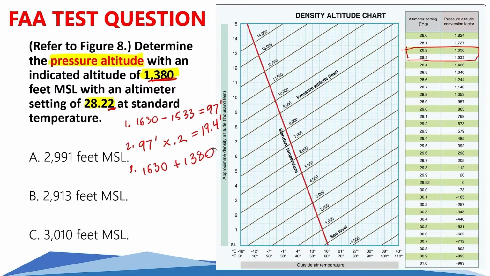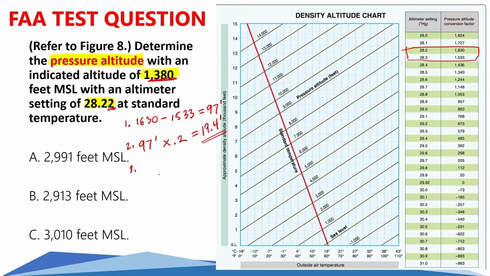Everyone, do you have questions with that so far? I want to make sure everyone's still up to part 2. Okay, you can use your electronic E6B. That's perfectly fine. So I just want to make sure we're all at step 2 here, which is the 19.4. We should all have 19.4 feet, which is the difference.